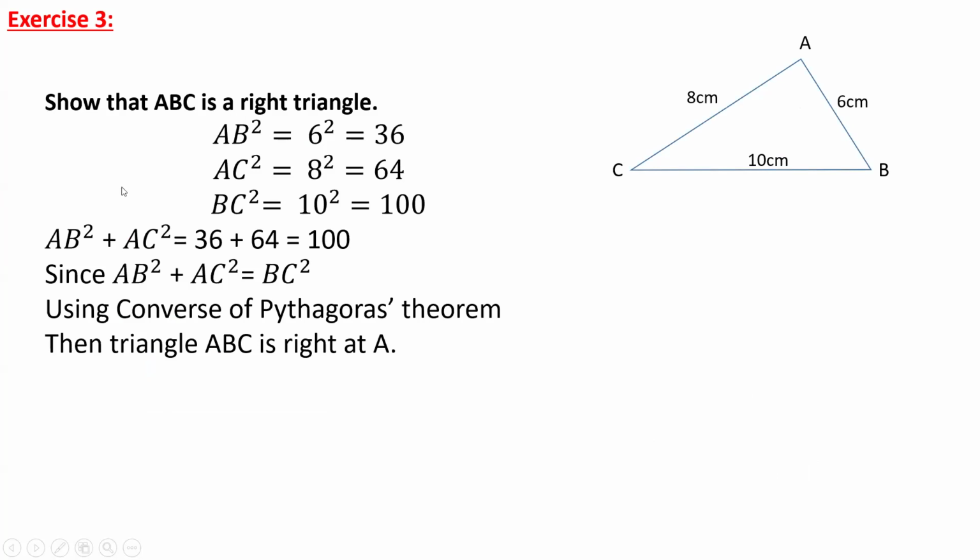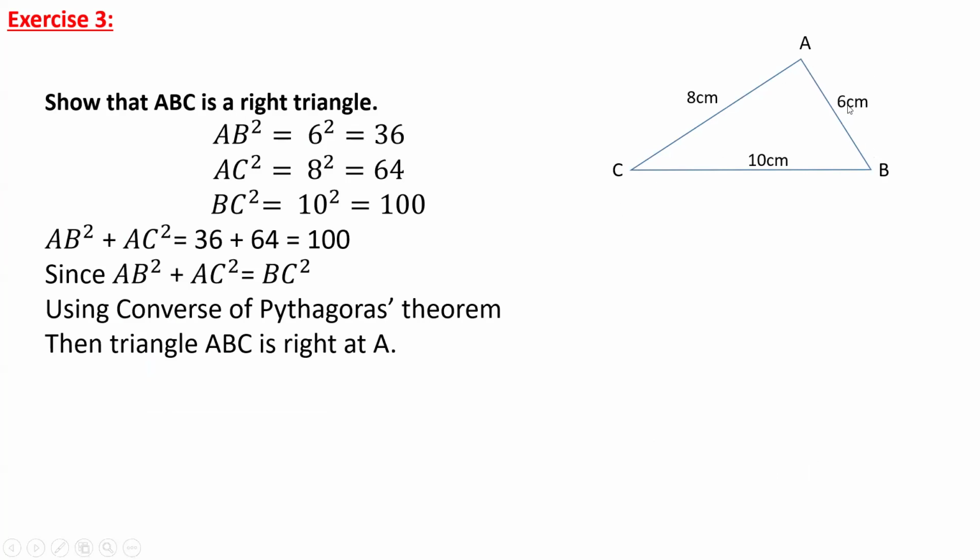Let's apply an exercise about using the converse of Pythagoras. We are given triangle ABC. We have the length of the three sides. We should prove that the triangle ABC is right at A. So I apply the converse of Pythagoras. I get the square of each side alone.